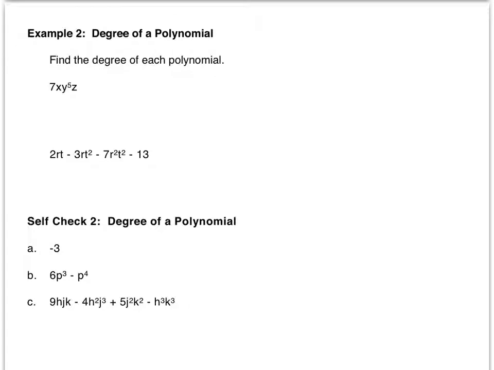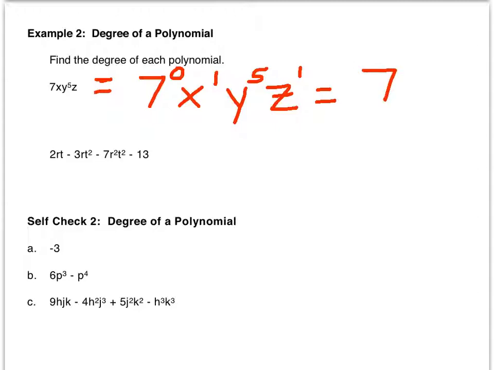Let's look at example 2 and find the degree of each polynomial. The first polynomial is a monomial. So to find the degree of a monomial, we find the degree of each of its terms. So we have 7, which is 0 degrees because it's a constant, x to the first, so 1 degree, y to the fifth, 5 degrees, and z to the first, 1 degree. So what we do is we add the exponents together and the degree of this polynomial is 7.